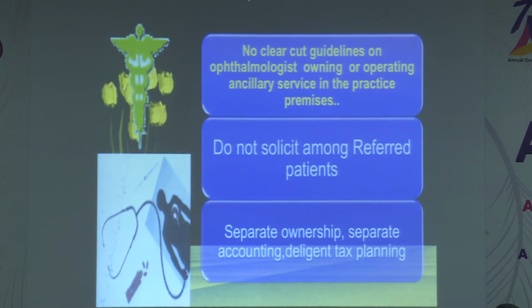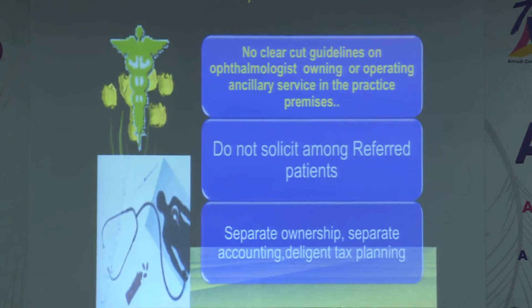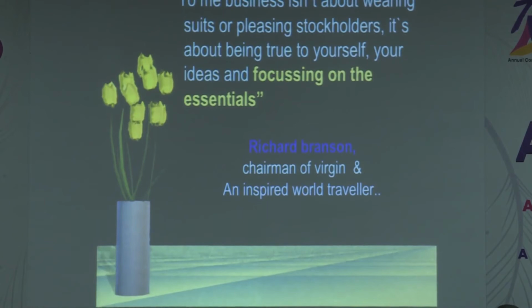Separate ownership, separate accounting, diligent tax planning. This is totally ethical. You can run it within your practice. So that's all about the setting of a unit and the ethical aspect. And basically, if you focus on the essentials, you can be a good businessman and a good ophthalmologist providing total eye care.